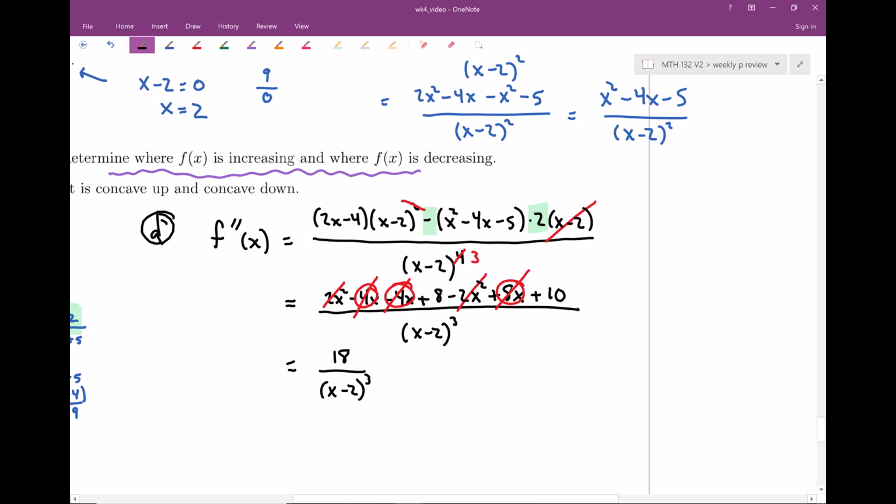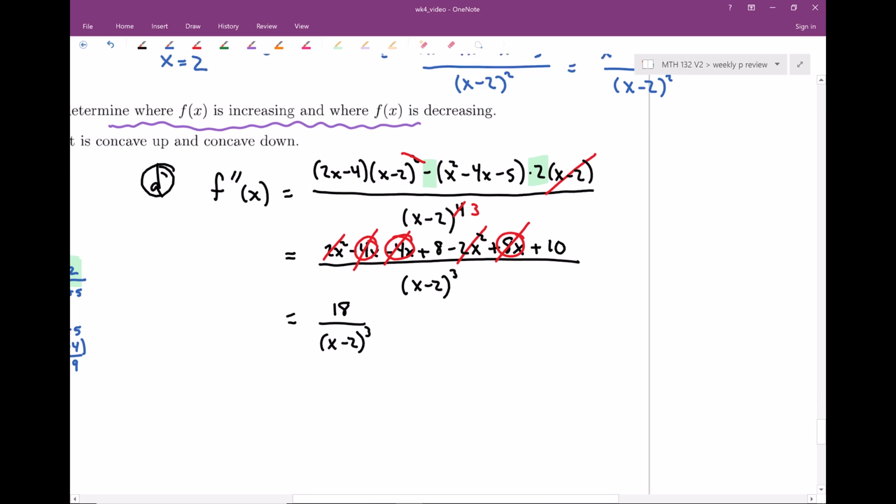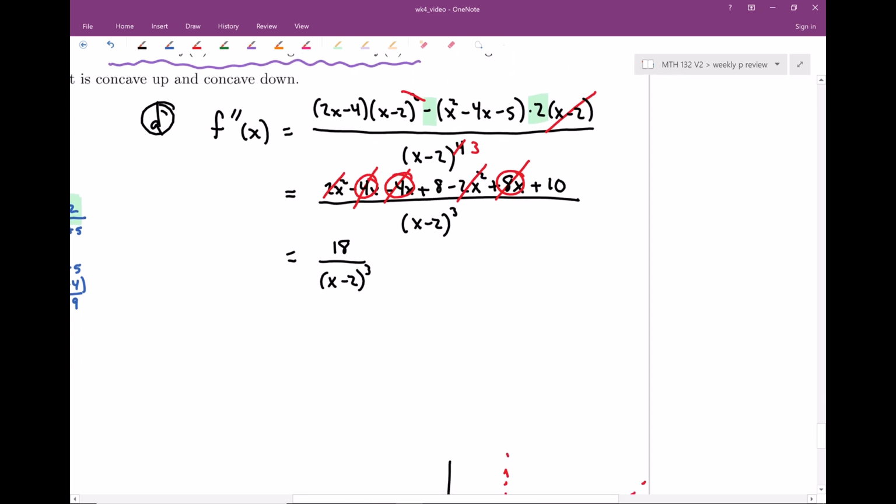And now in part D, we're interested in inflection points. That's when is the second derivative equal to 0, or when is it undefined? Again, it needs to be in the domain of the original function. And so, okay, this is undefined when x is equal to 2. But again, this is not an inflection point because it's not in the domain of the original function.